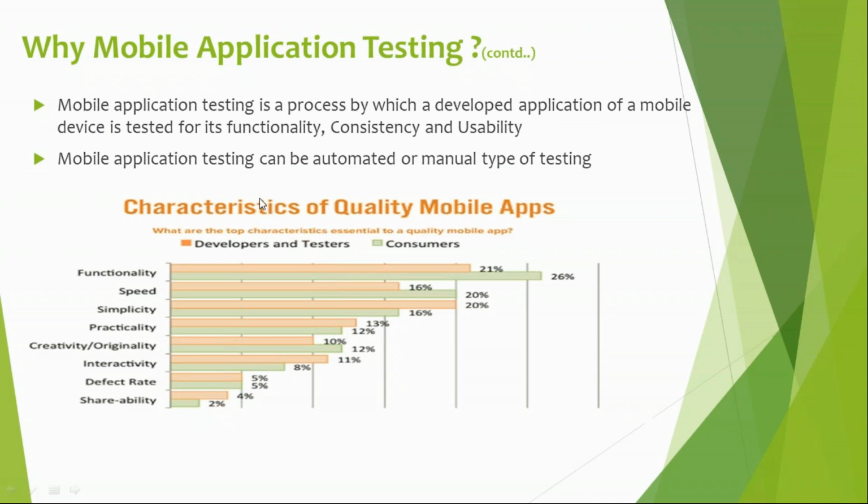This is what the quality of a mobile application looks like when you perform this. So these are the types of testing. As I told you, there are a lot of mobile testing types which need to be performed on a mobile application. Functionality, you need to consider at least 21% for functional testing, and speed of your application.